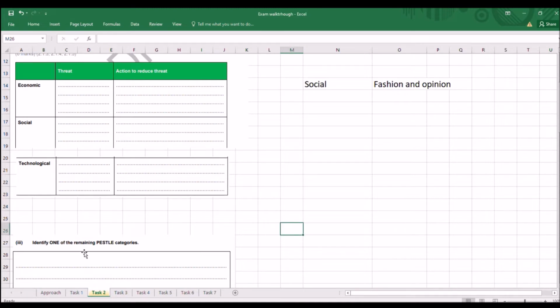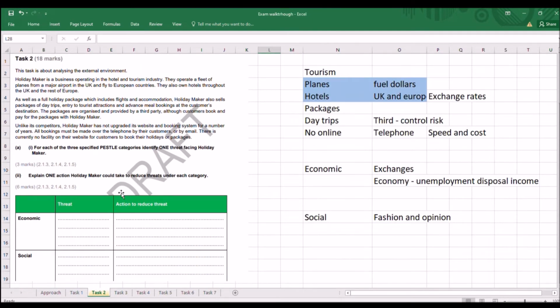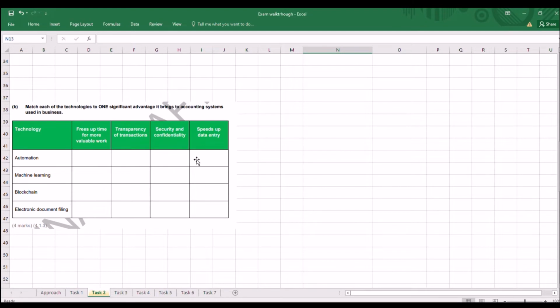Okay, identify one of the remaining PESTLE categories. So we've got political, haven't we? We've done economic and social, and we've done economic, social, and technical. So political, and we've got legal, and we've got environmental. There's the 3 that are left. Really, all of those things, in terms of PESTLE, it's just a possibility to jog your memory in terms of potential risks. Really, that's all it is.